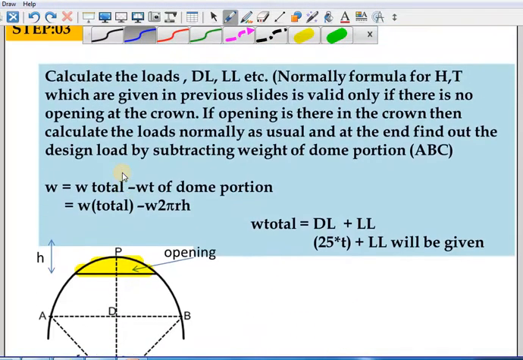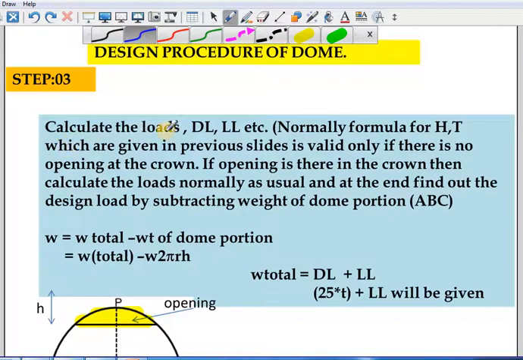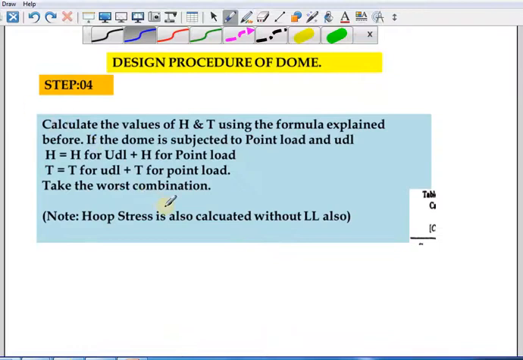So what have you done in this step? You found out the loads, the dead load and live load. The next step is finding out the maximum value of H and the maximum value of T. Normally, as I told you before, there is one possibility that there will be dead load alone. Another possibility is that you will have dead load as well as point load. It is as simple as that.